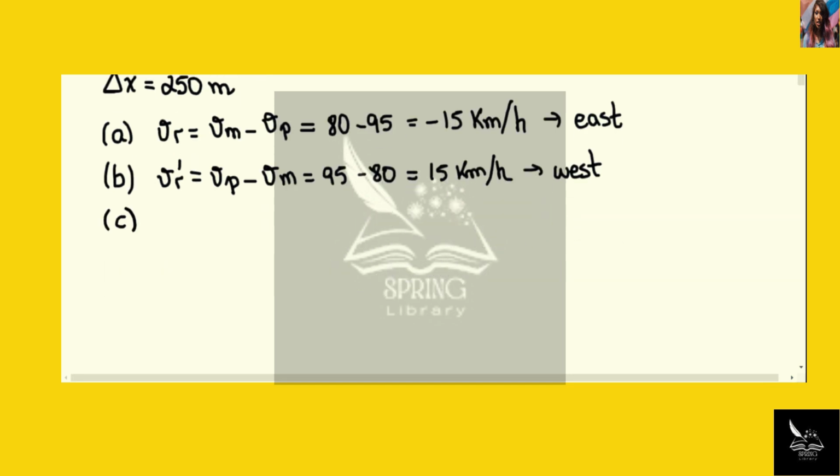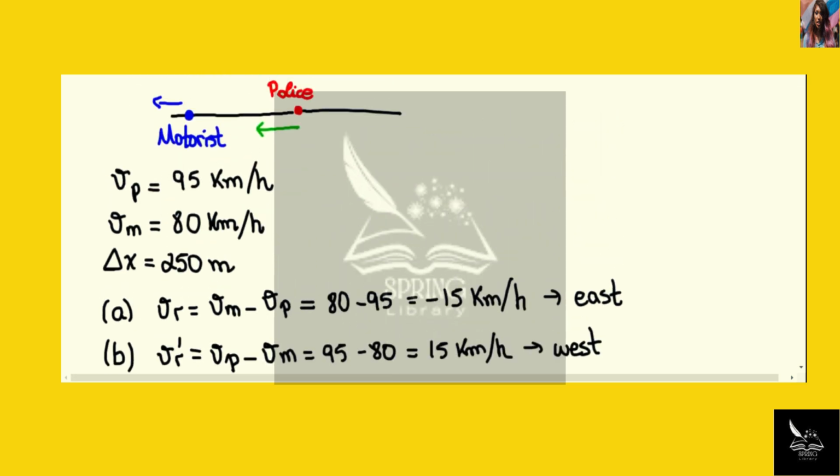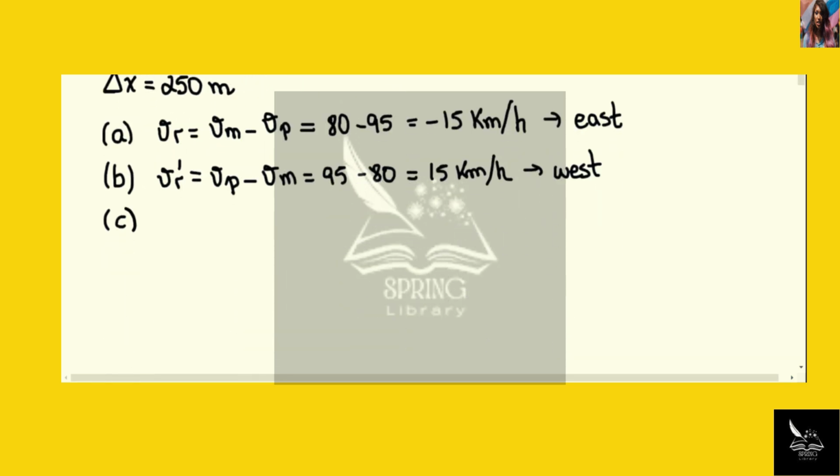And in question C, we have to assume that they are originally 250 meters apart, and we have to find how much time it takes for the police to finally meet the motorist, to get to the same place as the motorist. Well, all we have to do is to consider that they are moving with a speed of 15 kilometers per hour relative to each other, and then we can calculate the time as the distance between them, delta x, divided by the relative speed.